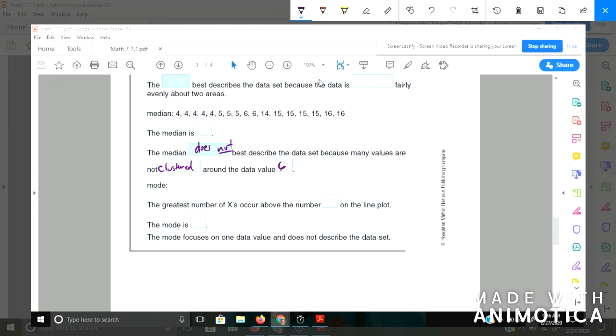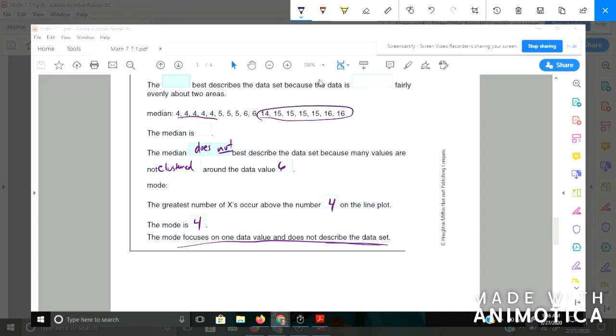Lastly, let's find the mode. The greatest number of X's occur at the number 4. There are the most 4s. Okay, the mode is 4. The mode focuses on one data value and does not describe the data set. Okay, like I said before, there's a lot of team members who ran 14 or more miles.